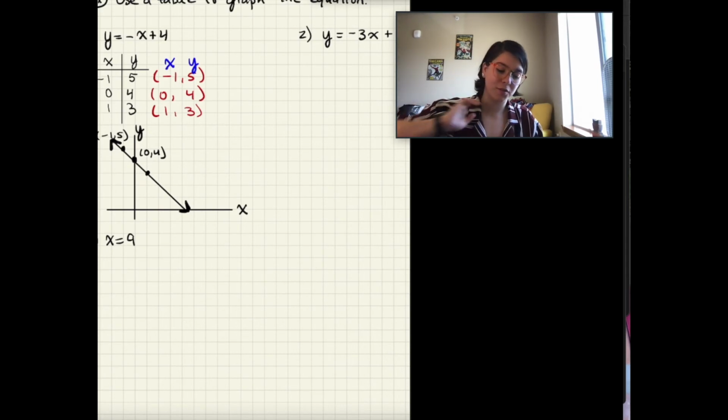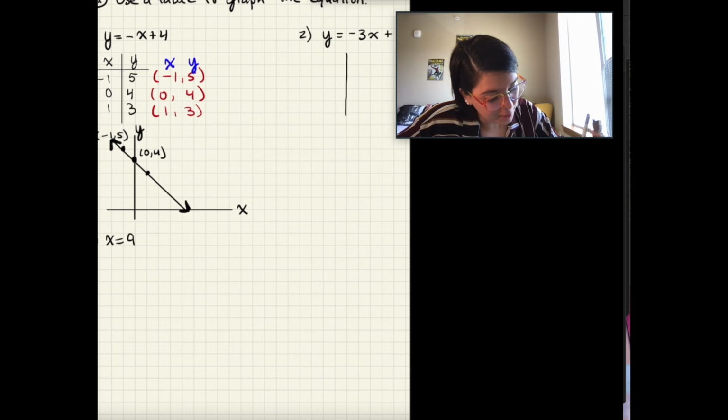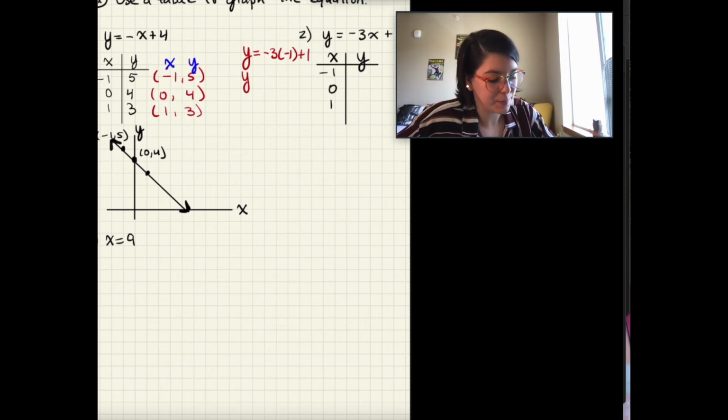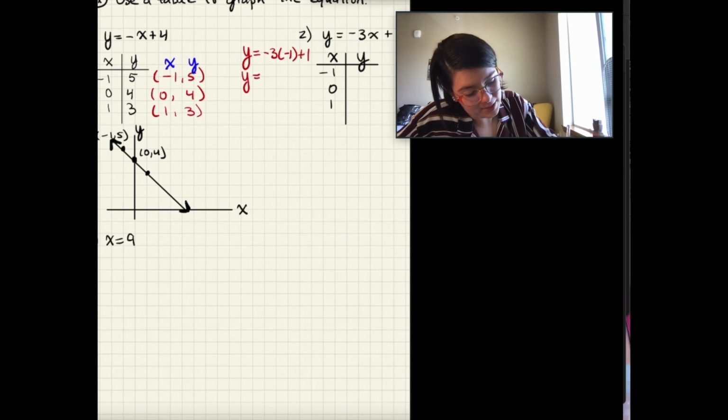So go ahead and try 2 and 3 on your own and see if you can do it. So let's set up our table. We have x on the left, y on the right. I'm going to use the same x coordinates I used on the last one, so -1, 0, 1. So if we plug in -1 for x, we'll have -3 times -1 plus 1. Negative times a negative is a positive, so we have -3 times -1, which will give us +3. We still have our plus 1. So y is 4. So that'll be our y coordinate.